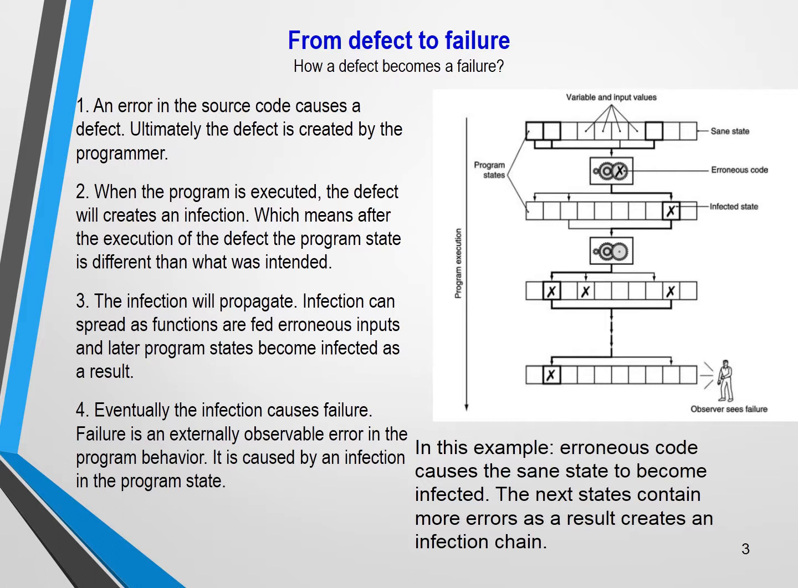The infection will propagate. Infection can spread as functions are fed erroneous inputs, and later program states become infected as a result. Eventually, the infection causes failure. Failure is an externally observable error in the program behavior. It is caused by an infection in the program state. In this example, we can see how erroneous code causes the sane state to become infected. The next state contains more error, and as a result, it creates an infection chain.